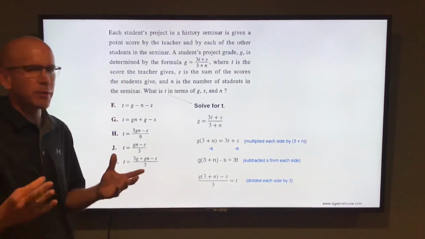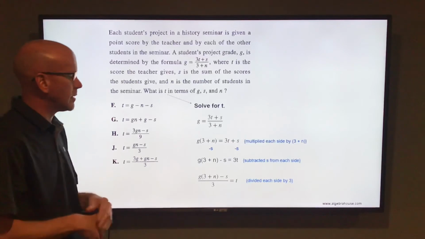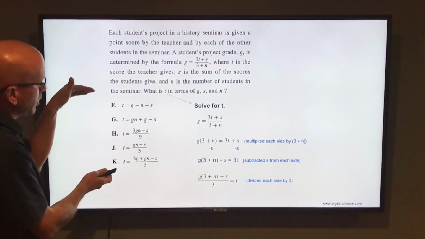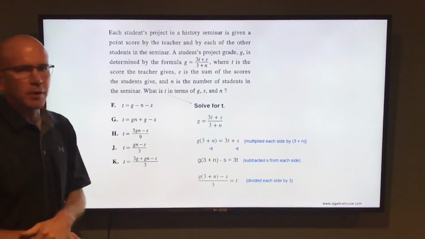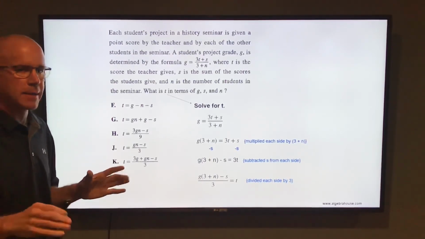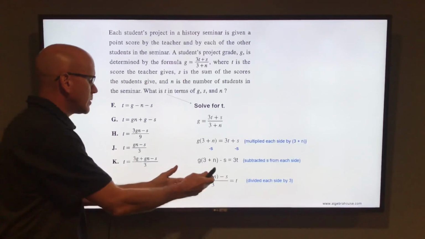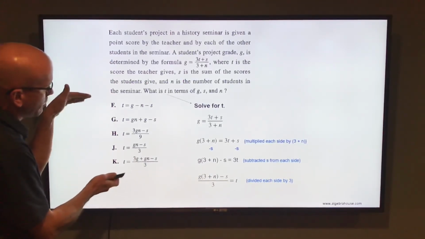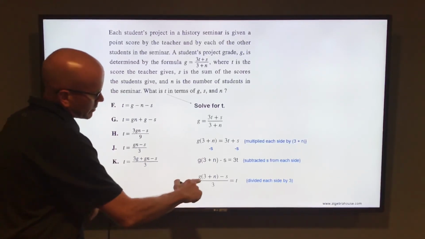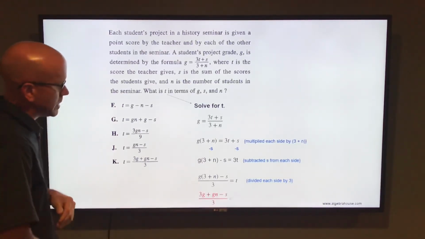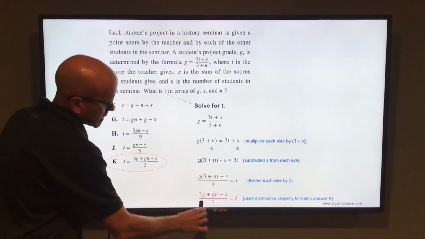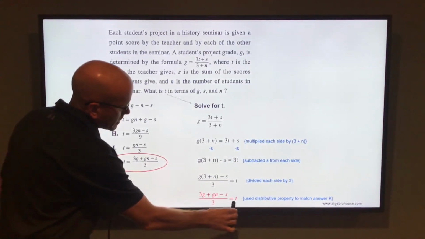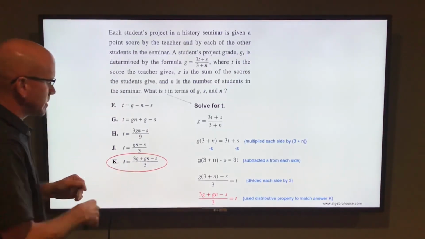So you're feeling pretty confident, feeling pretty good about yourself. You seem to do everything correct, then you go over here to match it up with one of these answers, and it's not showing up, and you start to panic. Don't panic. Go back to it. Is there any way you can take your final answer there and manipulate it, move it around to match one of these answers? So first thing you may want to try is the distributive property with that g. Distributive property with the g makes that 3g plus gn minus s all over 3. That's equal to t, and that matches up with answer K.